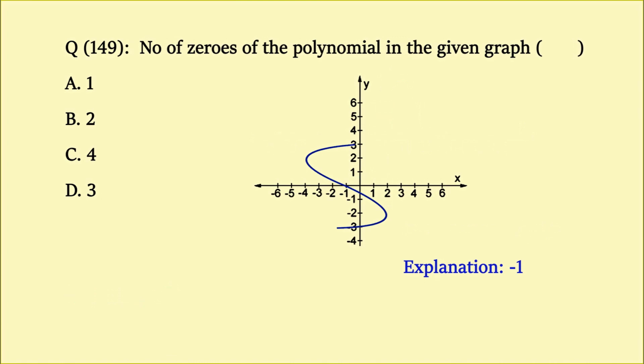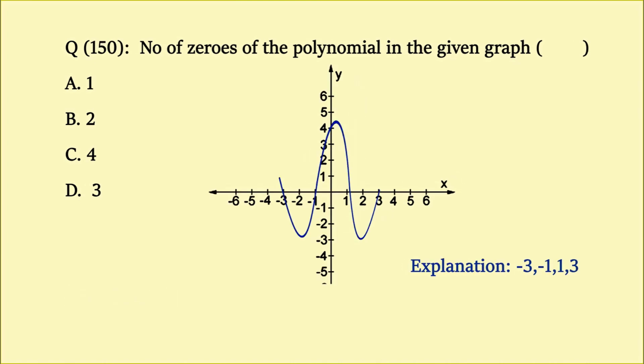Question number 149. Number of zeros of the polynomial in the given graph. As you see, the curve and the x-axis are intersecting at minus 1. So it has 1 zero. So the right answer is A. Question number 150. Number of zeros of the polynomial in the given graph. You can see the intersection of the x-axis and the curve is at 4 points, at minus 3, minus 1, 1 and 3. So there are 4 zeros. So the right answer is C.